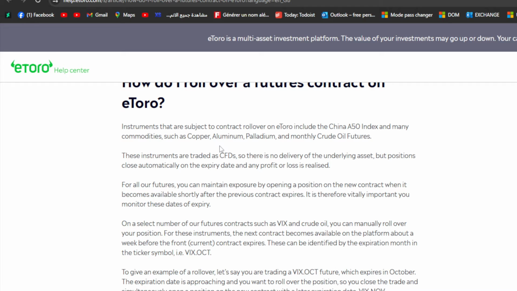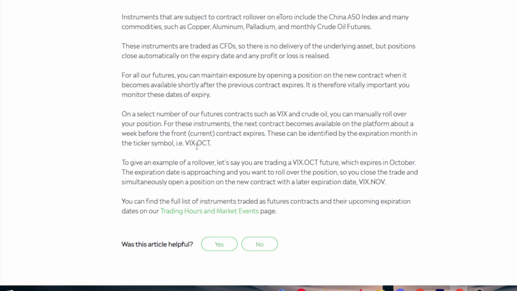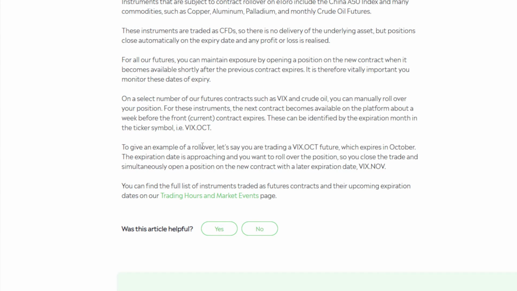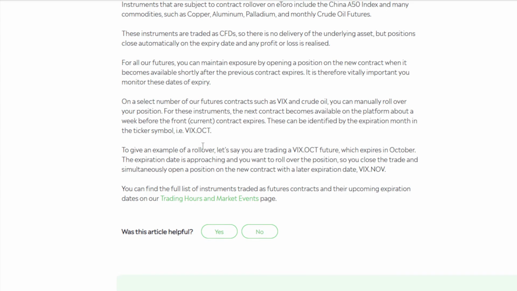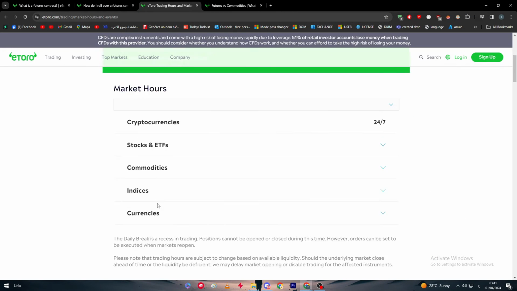As an example, VIX October. So this is how it looks. This is the contract, and this is the month where it is going to expire. This is just an example. To give an example of rollover, let's say you are trading a VIX October future, which expires in October. The expiration date is approaching and you want to roll over the position. So you close the trade and simultaneously open a position on the new contract with a later expiration date, for example, VIX November.